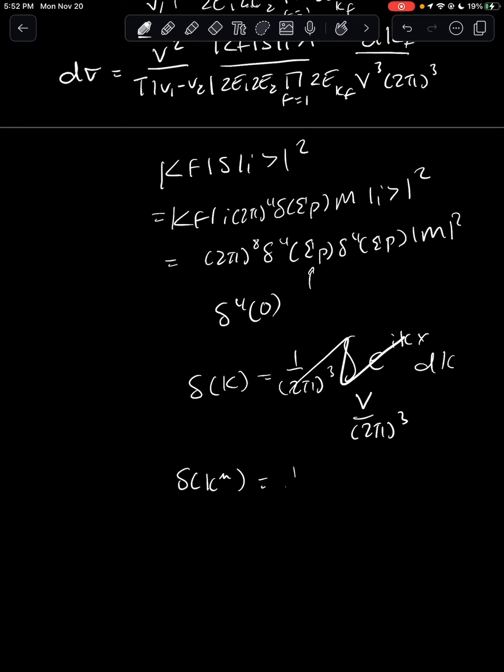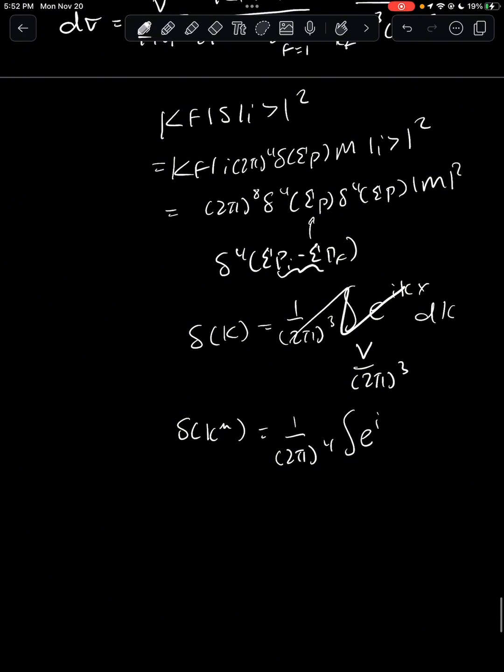That's 1 over 2 pi to the 4th, then the integral of e to the i. Now, technically speaking, this is a sum over the 4-momentum, so it would be like the sum of p_i minus p_f. But we can just pretend this is just one thing over here. Basic idea stays the same.